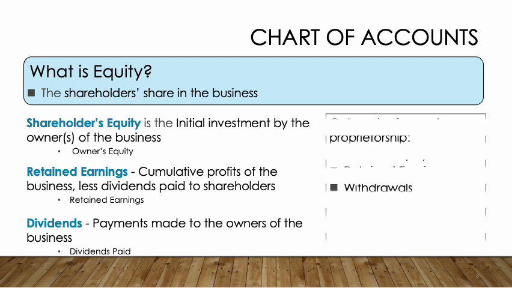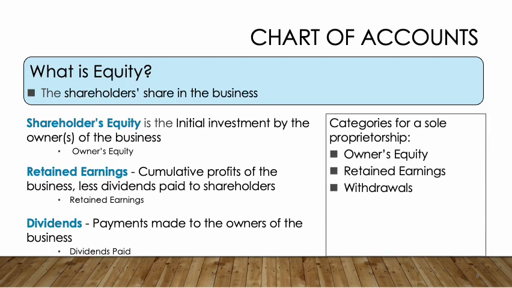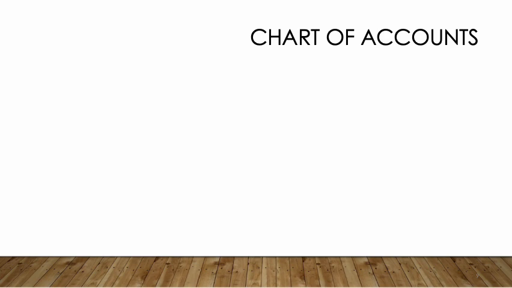And as I mentioned before, if we're dealing with a sole proprietor, we have the same three categories, but we might give them different names. Instead of shareholders' equity, we would call it owner's equity. Instead of dividends, we would call it withdrawals, or sometimes your textbook will call it drawings as well. So those are the balance sheet accounts that will go into the accounting system.